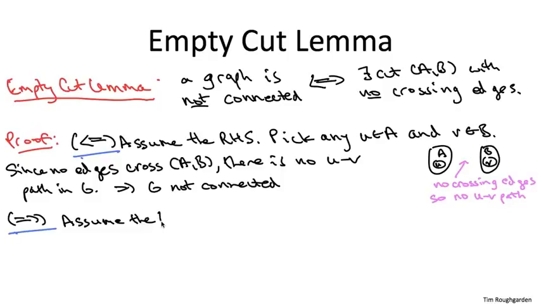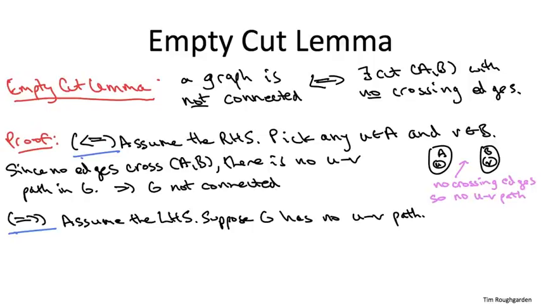Now we start all over again, but we assume the left-hand side, and we have to prove the right-hand side. So by the assumption that the graph is not connected, there has to exist a pair of vertices U and V that have no path between them. We are now responsible for exhibiting some cut, A comma B, such that no edges of the graph G cross it. So where are we going to get these sets capital A and capital B from?